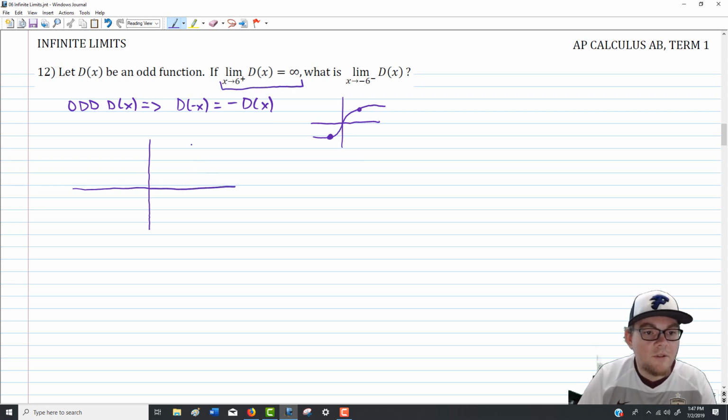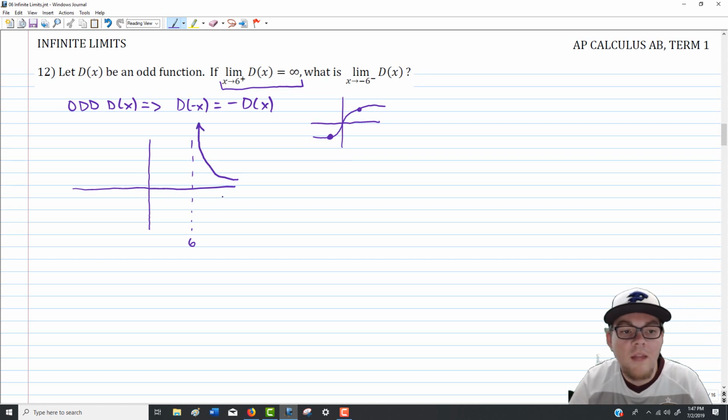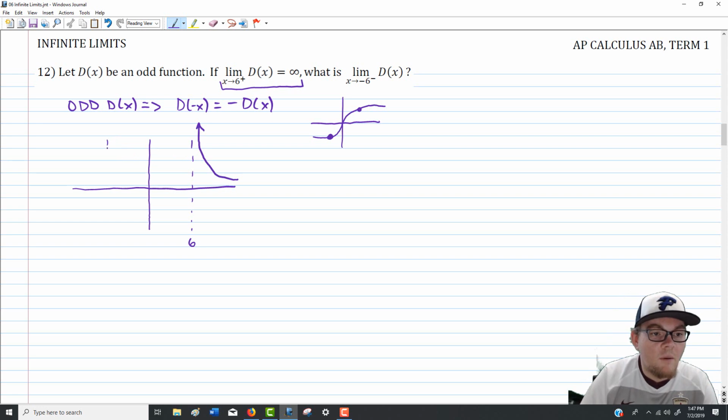At the limit as x approaches 6, I'm going to draw x equals 6 right here. As we approach from the right side, so we're coming from this way, we should be approaching infinity. So here is a scenario where approaching from that direction takes us to infinity. So we wanted to talk about what's happening on this odd function at negative 6, and we approach it from the left side.